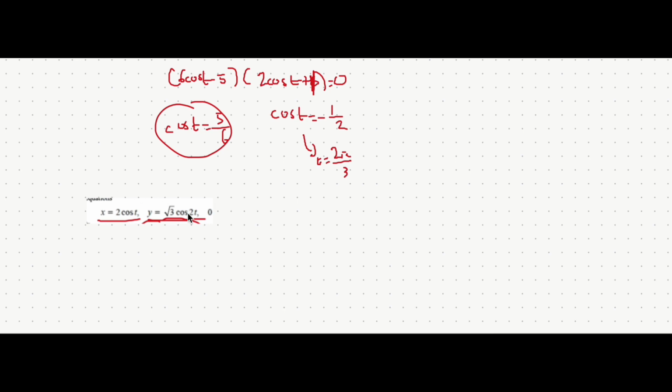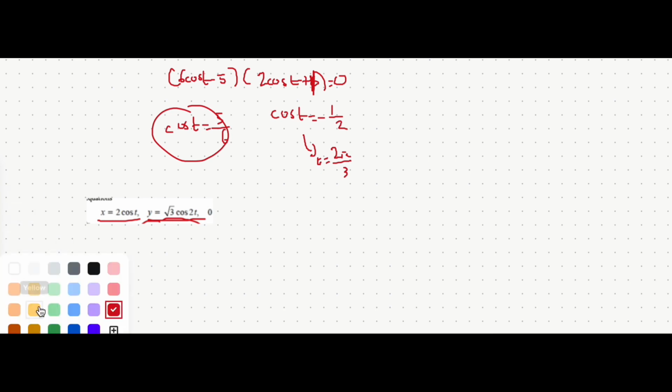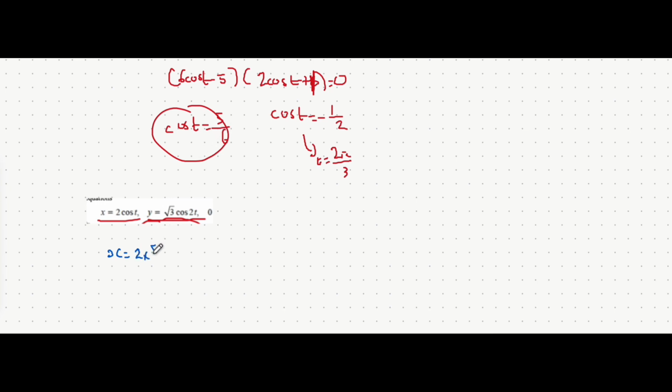Yeah, now that we have the t value, we can honestly just put it into the x and y equations, because we can say x is equal to 2 times this value here, 2 times 5 over 6. So 2 times 5 is 10, 10 over 6 can be written as 5 over 3 if you simplify it. And putting it into the y expression, y is equal to root 3 times cos of 2t, which is 2 times 5 over 6. And we just mentioned 2 times 5 over 6 is 5 over 3.